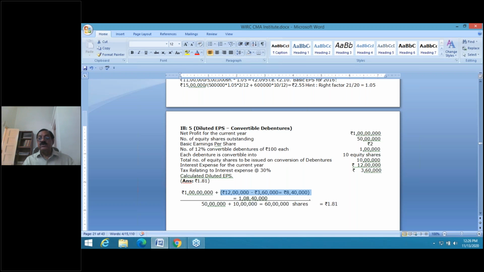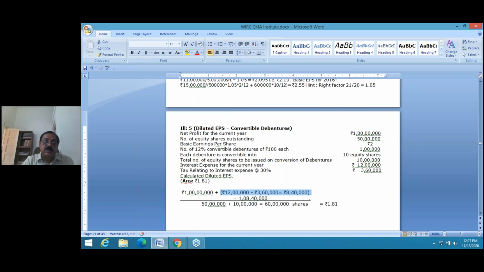So if this debenture would have been converted into equity shares from the first day of the current year, my profit would have been 1 crore plus 8 lakh 40,000, totally 1 crore 8 lakh 40,000. And what would have been the number of shares? 50 lakhs plus 10 lakhs, 60 lakhs. So instead of an EPS of 2, my EPS would have reduced because of this conversion, and it would have come to 1.81. So it has reduced from 2 to 1.81. So it is known as diluted EPS. Basic EPS is 2, diluted EPS is 1.81. That way you have to show it.